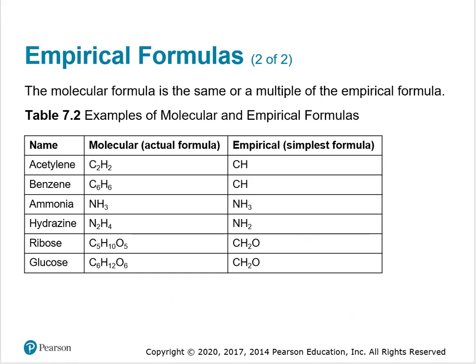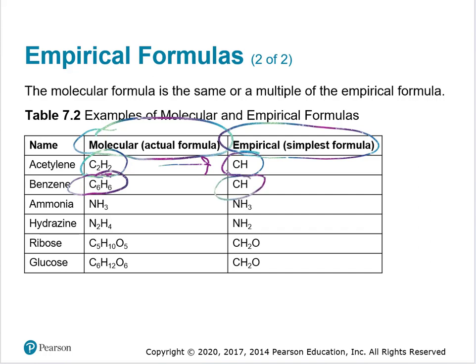Here are some examples of molecular and empirical formulas. Notice that the molecular formula is the actual formula, and in some cases we can see that C2H2 can be reduced to just CH. 2 and 2 are both divisible by 2 to make it 1 and 1. So the empirical formula is the simplest form. Benzene, C6H6, can also be reduced to CH. Notice that ammonia, NH3, has one N and three H's. That can't be reduced anymore. So in some cases, the empirical formula is the same as the molecular formula.